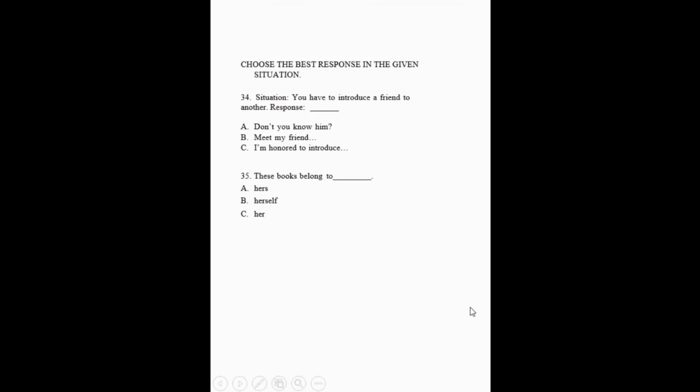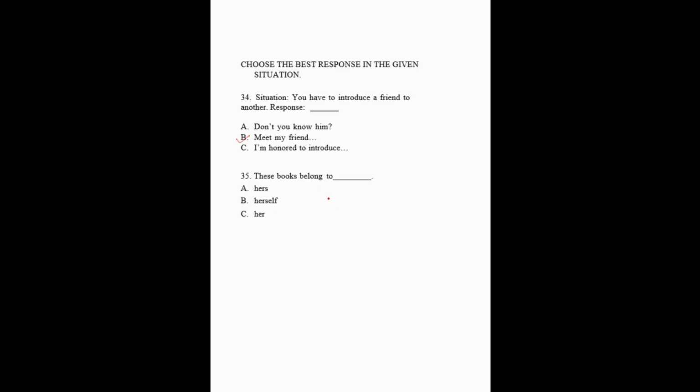Last two questions from this paper. Here, choose the best response in the given situation. The situation is you have to introduce a friend to another, and the response is: do you know him? Meet my friend. I am honored to introduce. When it is a friend in an informal way, hey, meet my friend. So this should be your correct answer.